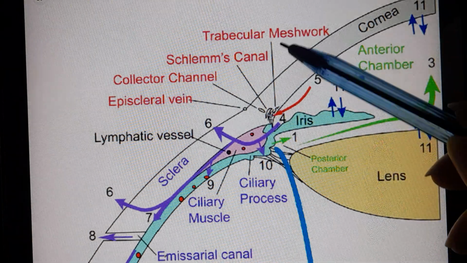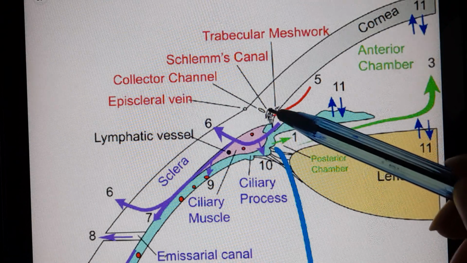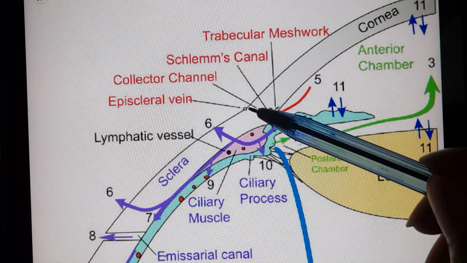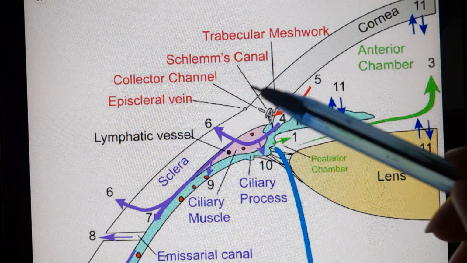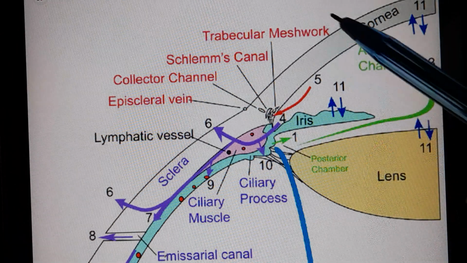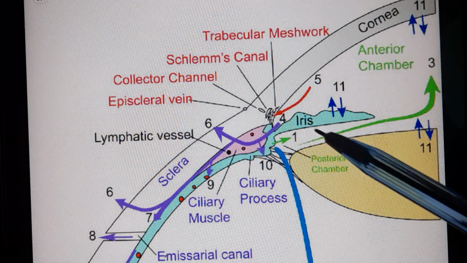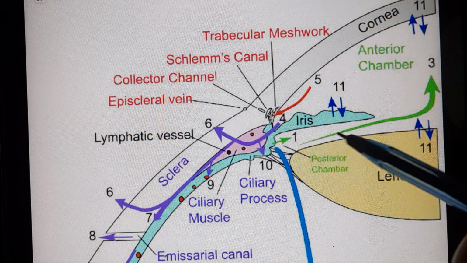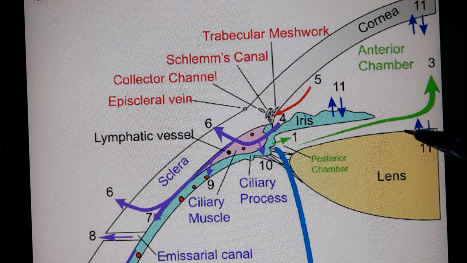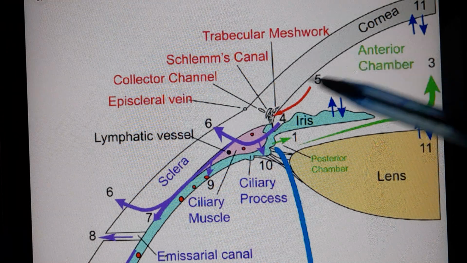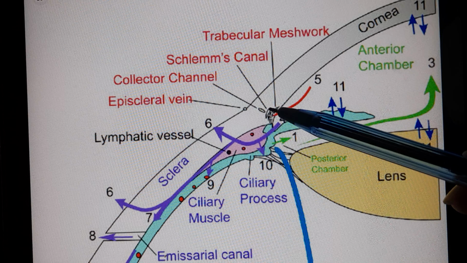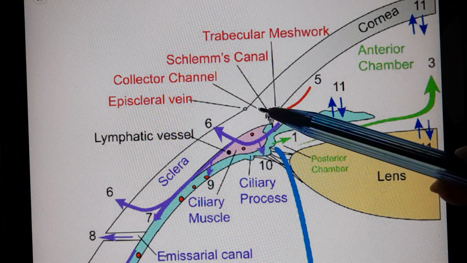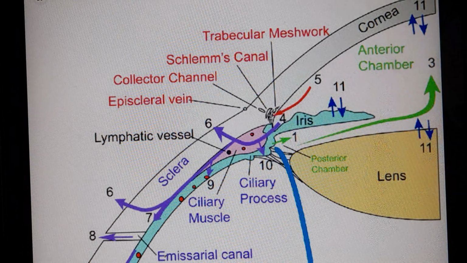From this iridocorneal junction it moves firstly into the trabecular meshwork, from that into the canal of Schlemm, from that into the collector channel, and from that into the scleral and episcleral veins. So this is the whole drainage pathway of the aqueous humor formed by the non-pigmented cells of the ciliary processes. It moves from the posterior chamber to the anterior chamber through the pupil, then into the trabecular meshwork, the canal of Schlemm, the collector channel, and then the scleral and episcleral veins.